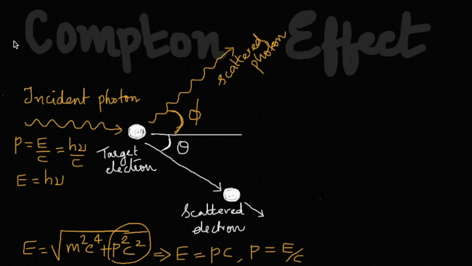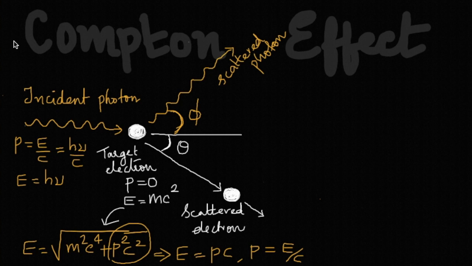Now what about the target electron? Since the electron is at rest, we can directly write the momentum of this electron to be 0, because it is at rest. And what is the energy of an electron? Energy of the electron is given by mc squared, and that again follows from the expression E equals root of m squared c raised to 4 plus p squared c squared. Here p is 0, so we get E equals root of m squared c raised to 4, which is mc squared. So the energy and momentum before collision we got.